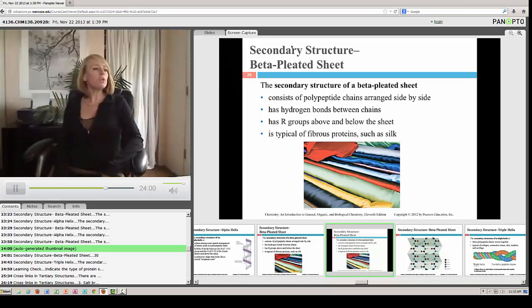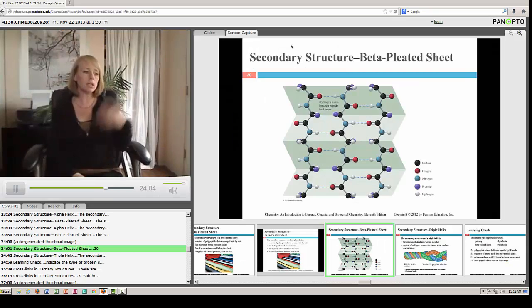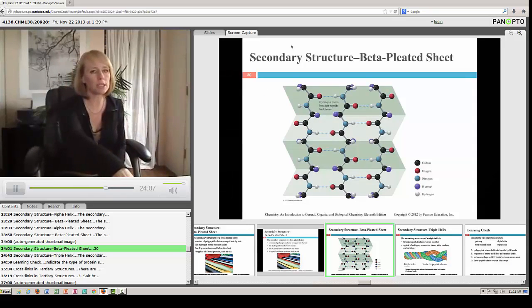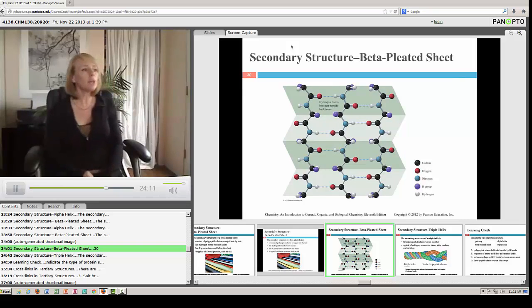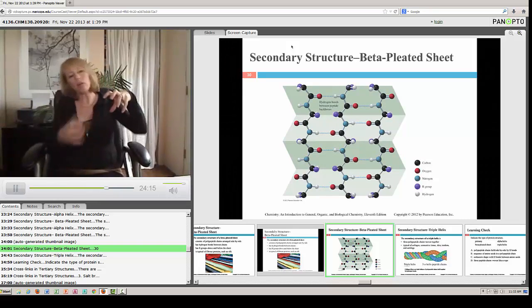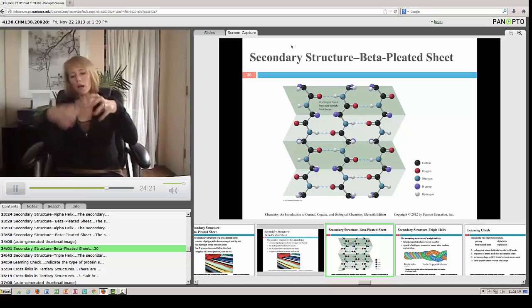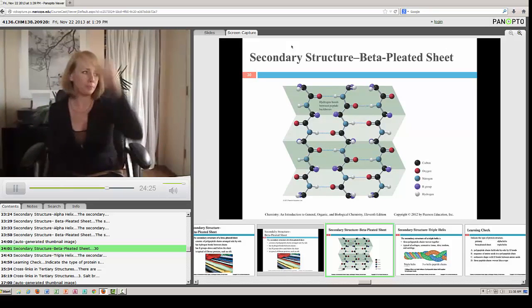Okay, so the beta pleated sheets will come together with hydrogen bonding. You can go ahead and stop the tape if you need to slow down a little bit and see what's going on within this slide. Another type of secondary structure is the triple helix, where we have alpha helixes winding around each other. So you've got 3 alpha helixes that form.